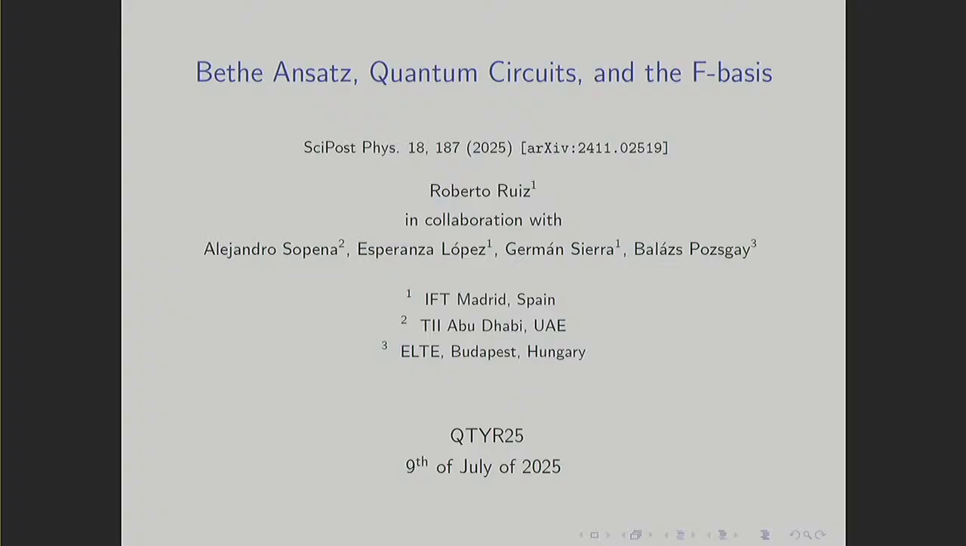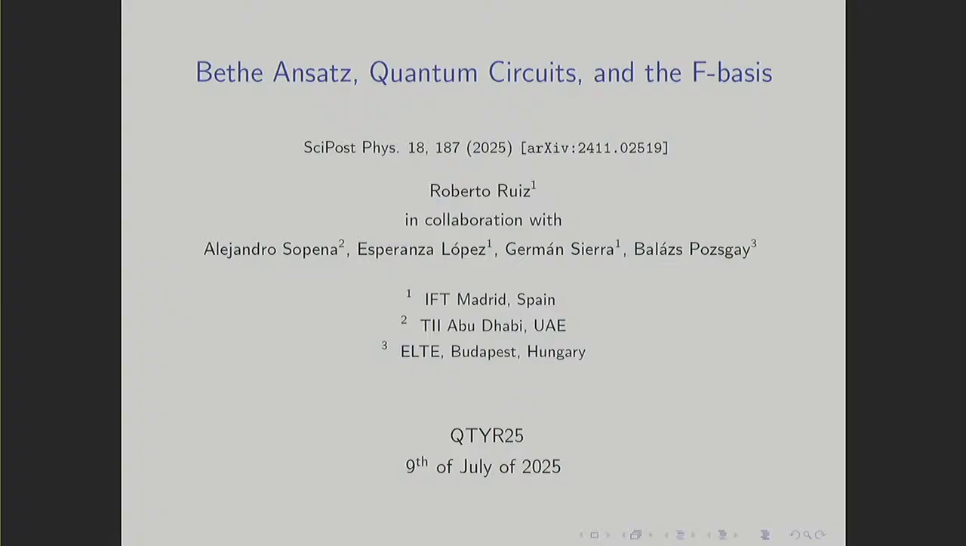Okay, now let's listen to the talk by Roberto Ruiz, which is titled The Bethe Ansatz, Quantum Circuits, and the F-Bases. Well, thank you, and thank the organizers for the opportunity of delivering this talk here today.